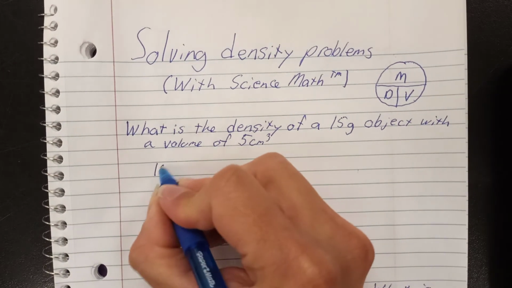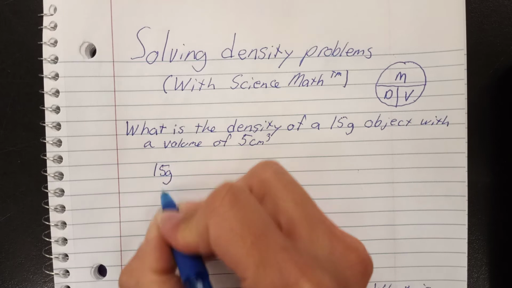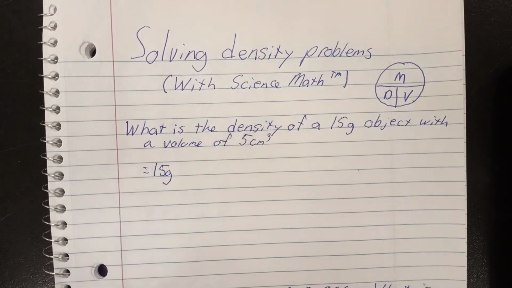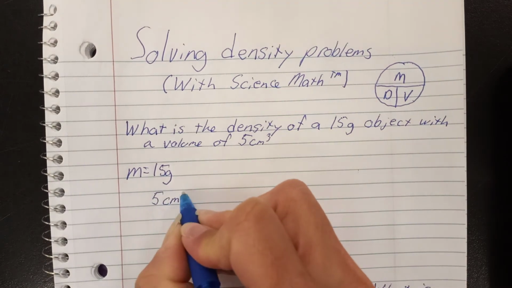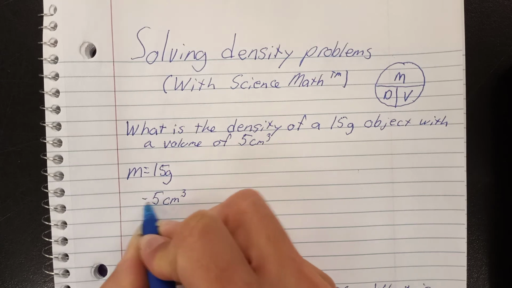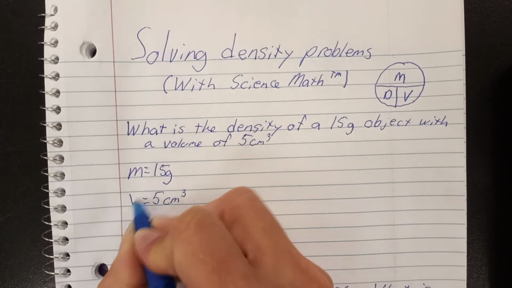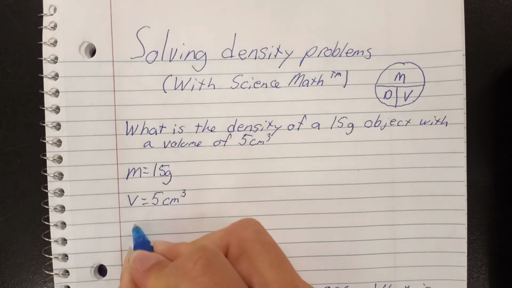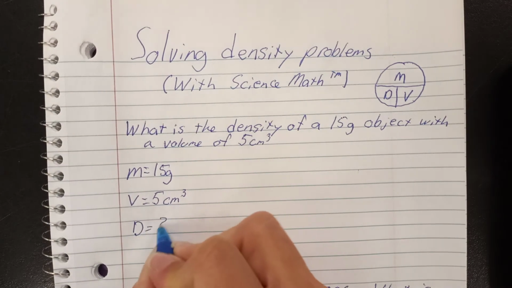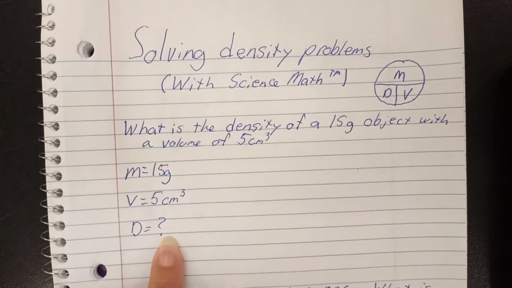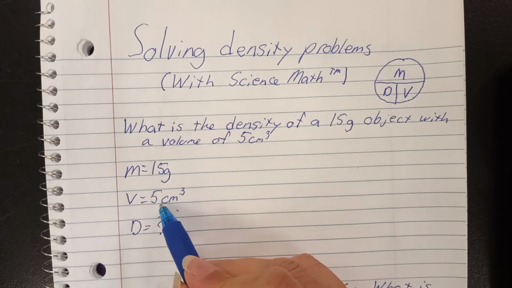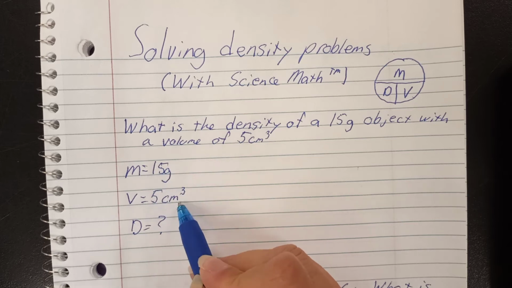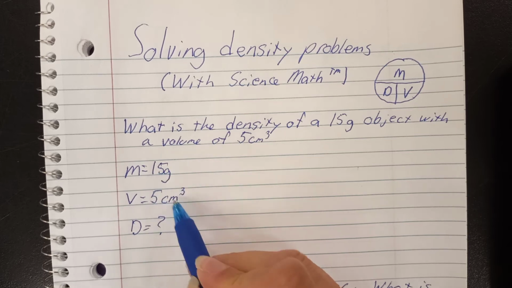So I know that I have 15 grams, and I need to identify it. That 15 grams is a mass. And I have 5 cubic centimeters. I know that cubic centimeters measures a volume, and I'm told that right here. And then I'm asked to find a density. I need to see this list with the units on them. Every number you ever write down gets the unit still on it. It is absolutely important in science that we do that.